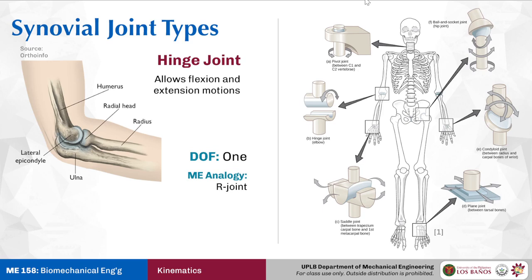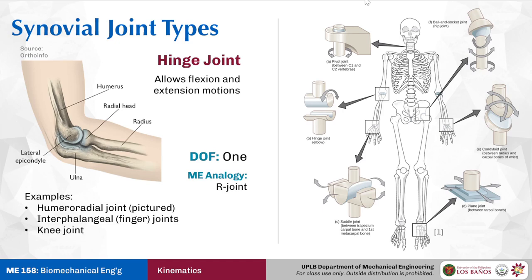So yeah, examples of these are your elbow joint and the joints between your phalanges. Although I've seen literature that says the knee joint is not precisely a hinge joint, it kind of functions as a hinge joint. I'll have to confirm that.